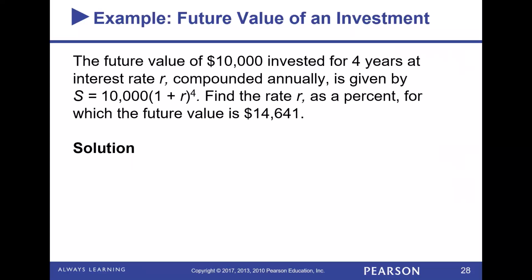Okay, so let's try one more word problem, and hopefully this has given you all those different methods and you're really working your way through all the methods here. So a future value of $10,000 is invested for 4 years at an interest rate R compounded annually, and it's given by the following function. S equals 10,000 times (1 plus R) to the power of 4. Now we're going to find what rate, as a percentage, for which the future value is 14,641.